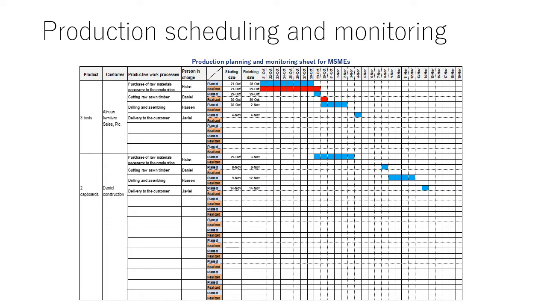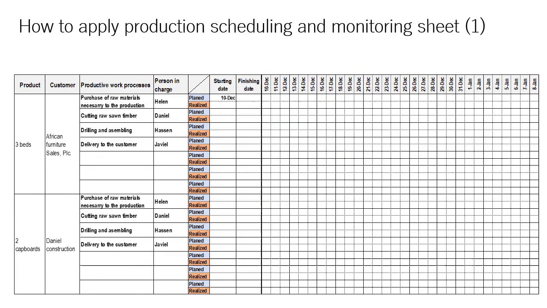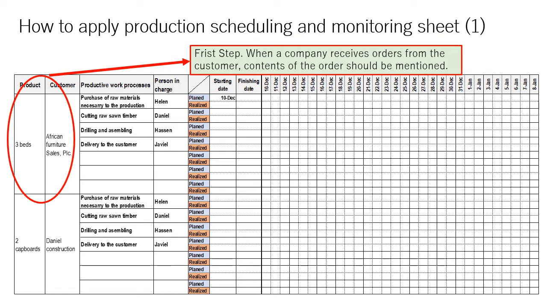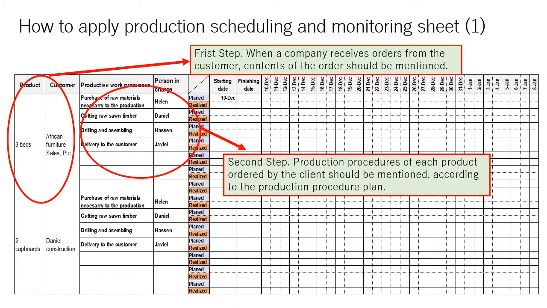The consulting tool includes a production schedule and monitoring sheet as presented in this slide. To apply the production schedule and monitoring sheet, first, when a company receives orders from clients, the contents of the order should be filled in. Then, the production procedure of each order should be filled in according to the production procedure plan.